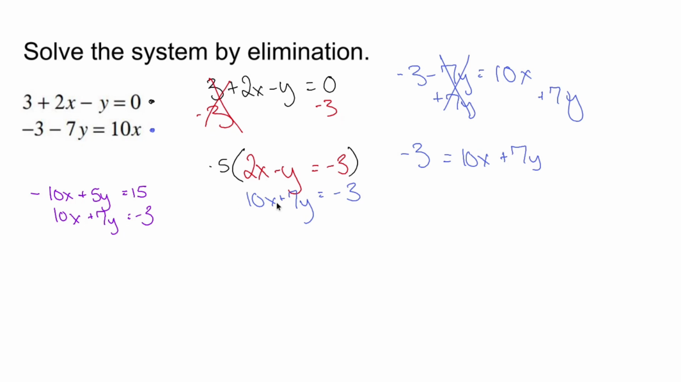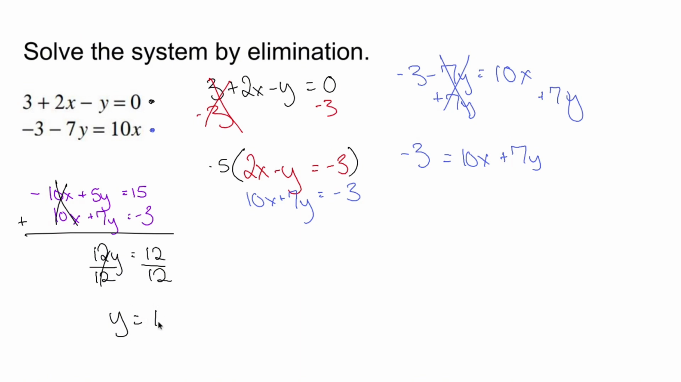If you're wondering, why didn't you just multiply the top by 7 to get rid of the y's? I could have, but I didn't. So I'm going to add these two rows up. That crosses out. This becomes 12y, and this becomes 12. Divide both sides by 12. And y is going to equal 1.